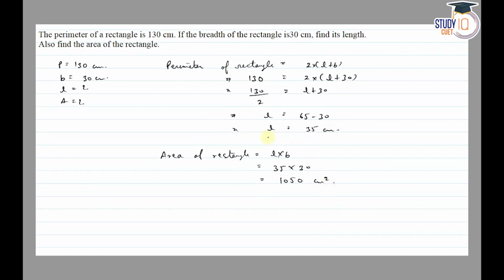So length of rectangle is 35 centimeter and area of rectangle is 1050 centimeter square. Thank you.